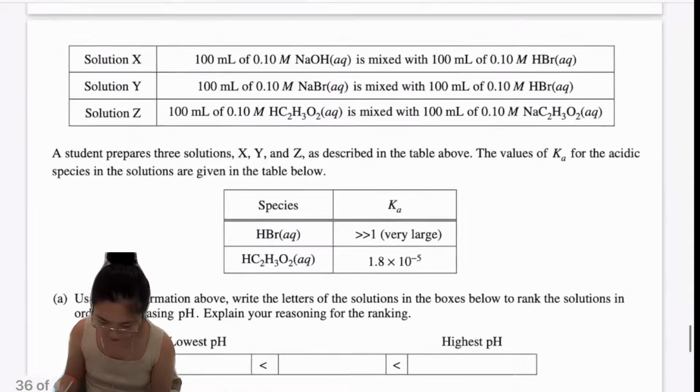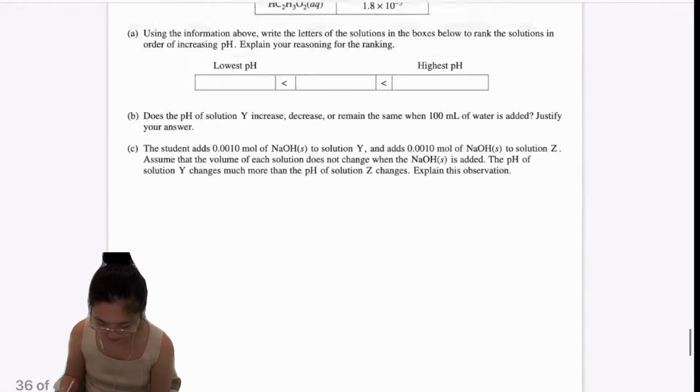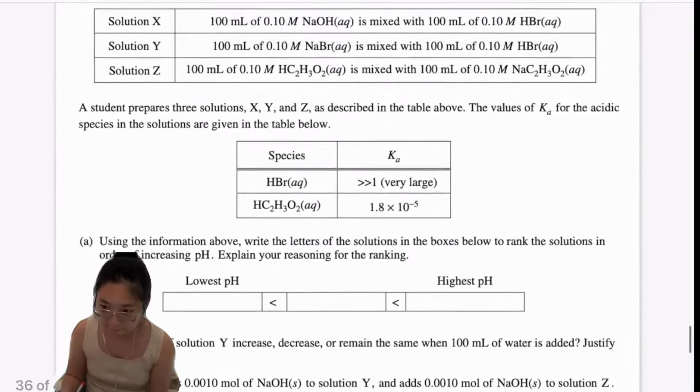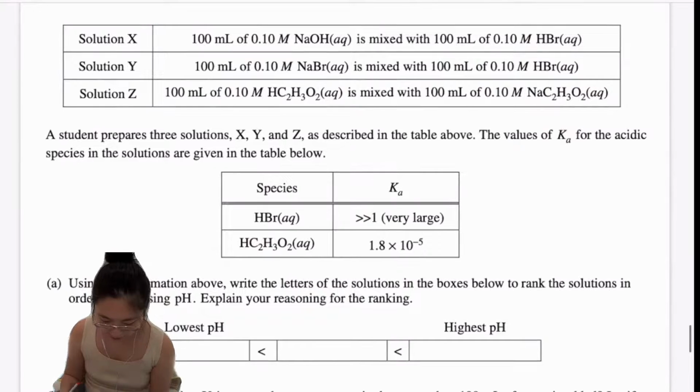Okay, next, I think this is the last acid-base FRQ question for today. So we have 3 solutions, X, Y, Z. Solution X: 100 milliliters of 0.1 molar sodium hydroxide is mixed with, okay, so each solution is a mixture of 2 different solutions. A student prepares 3 solutions X, Y, Z as described. The values of Ka for the acidic species in the solutions are given in a table below.